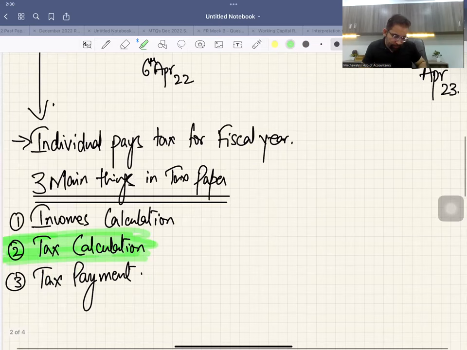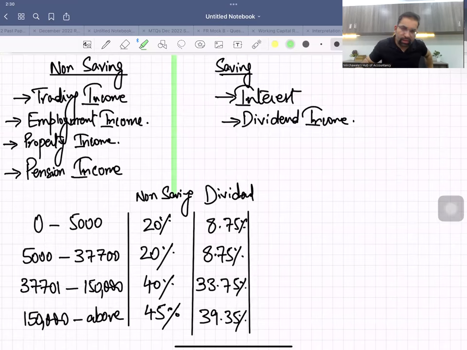Now see, there are two columns in front of you. In one column it is written non-saving, and in the second column it's written saving. The tax department has divided incomes into two categories. In non-saving, you have trading income, employment income, property income, and pension income. What is pension income? You invest in a pension account in your life, and when you get old, that account gives you a return. That return is pension income.